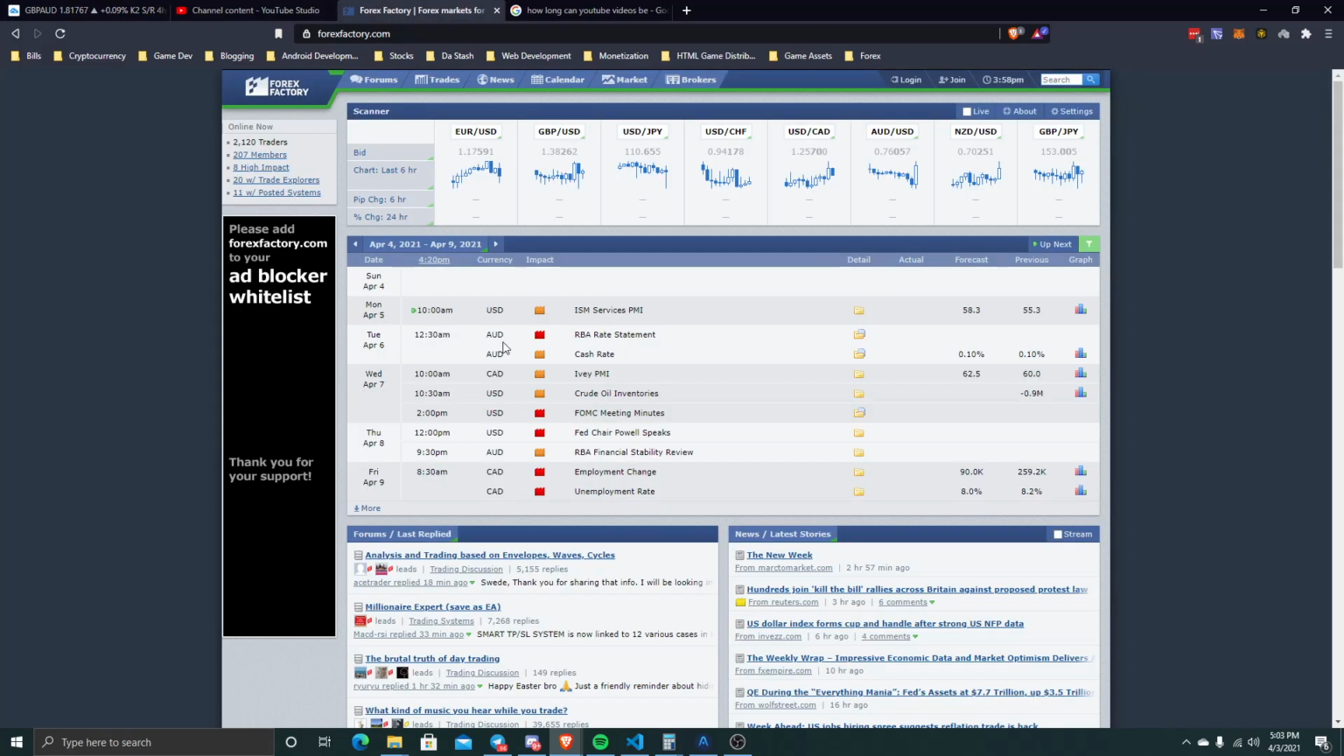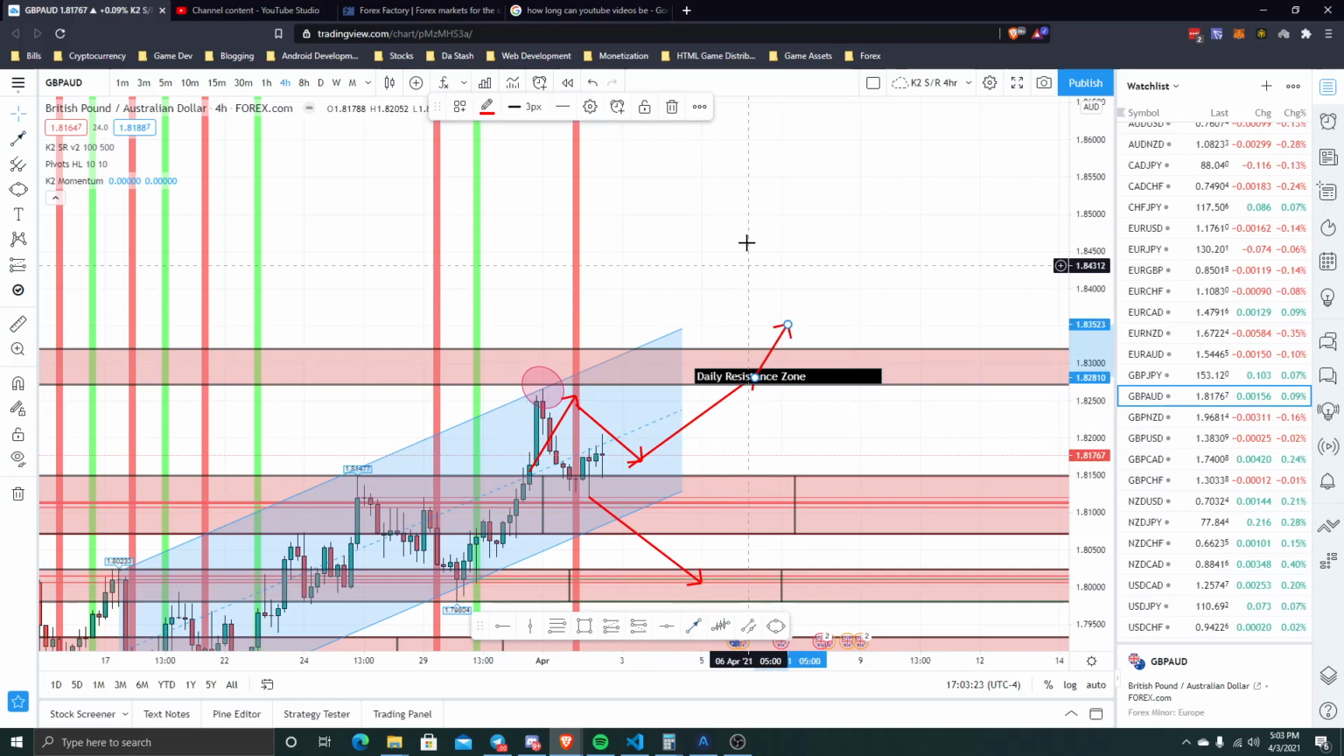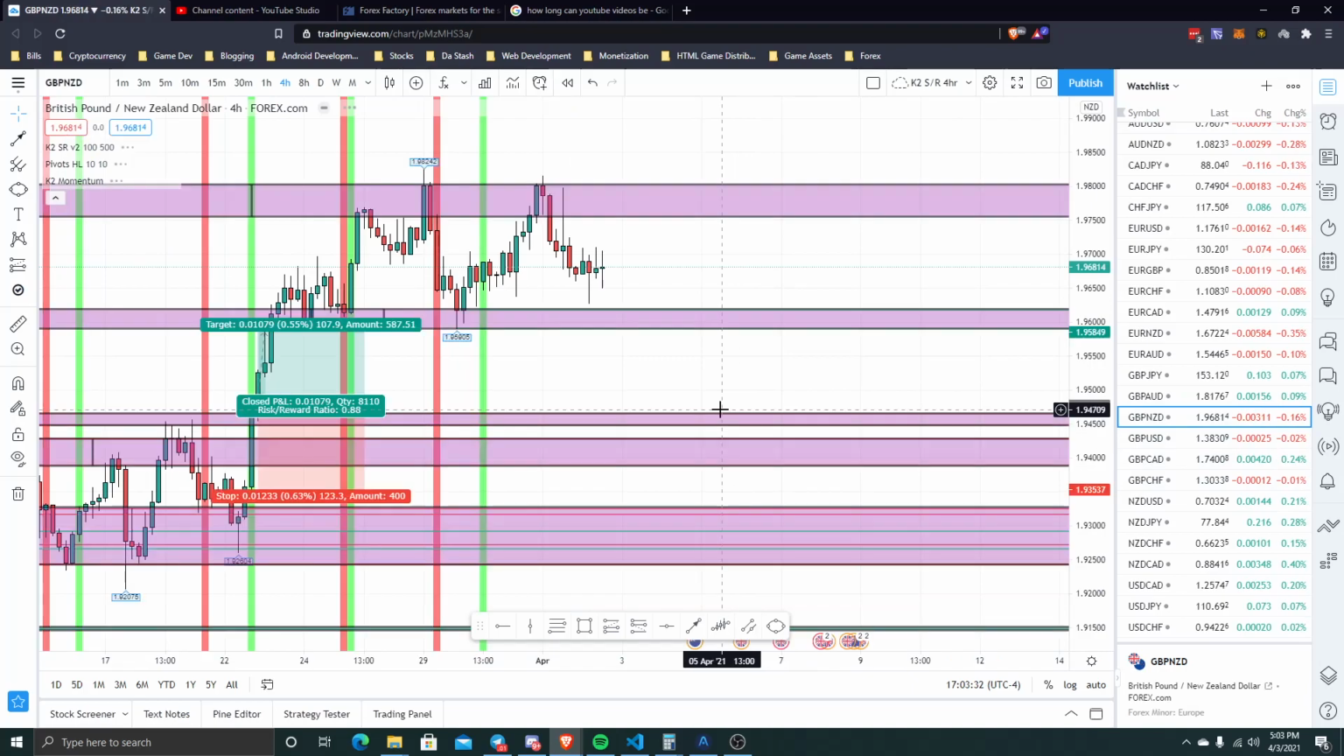Because like I said, the major AUD news is not until Tuesday, and then the next wave of AUD news is on Thursday. So yeah, it might just bounce for a little bit until the AUD news comes out, and then it'll probably make its decision on which direction it wants to head, whether that's to the upside or to the downside, or it may just continue to consolidate.